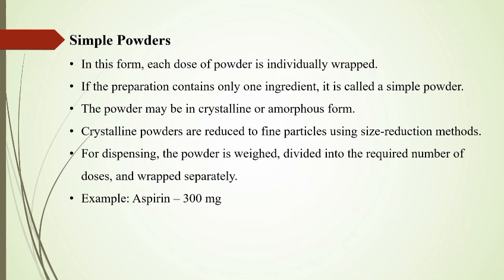Next, we are going to see the second classification of powders, that is, simple powders. Simple powders are a special type of powders which contain only one active ingredient. In this form, each dose of the powder is individually wrapped. For dispensing, the powder is accurately weighed, divided into the required number of doses and wrapped separately. For example, if aspirin is taken as the active ingredient, it is mixed with diluents, weighed accurately, divided into the required number of doses and wrapped separately.